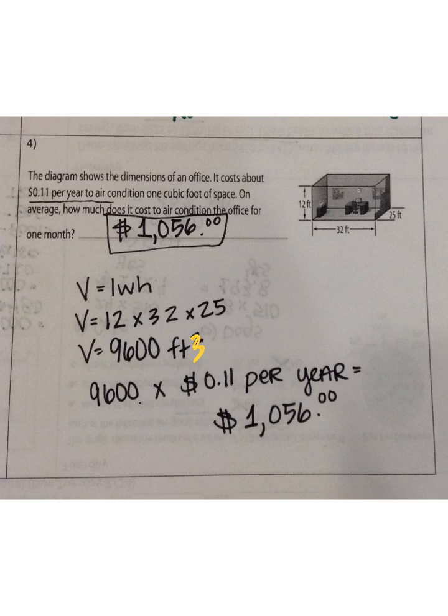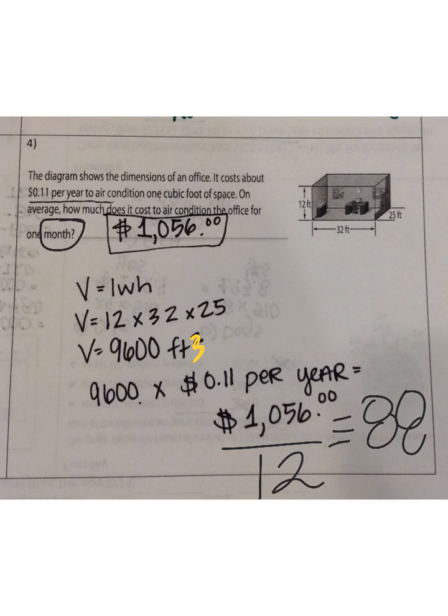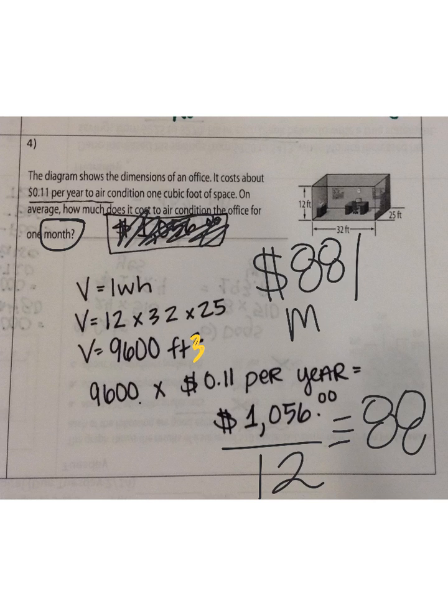But now as I'm looking through my work, that's not what it asked. We wanted to know how much it's going to be to air condition for 1 month. So last step, I'm going to take that 1,056 and divide it by 12 because there are 12 months in a year. So 1,056 divided by 12 comes out to 88. So the correct answer would be $88 per month.